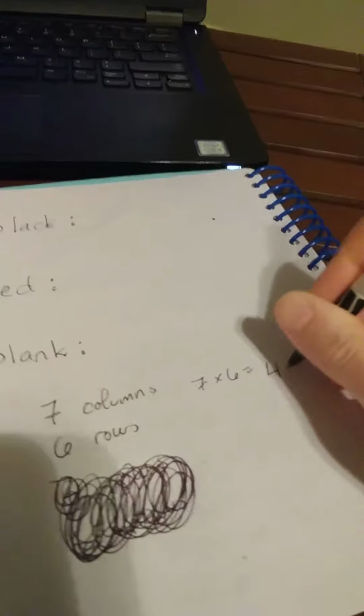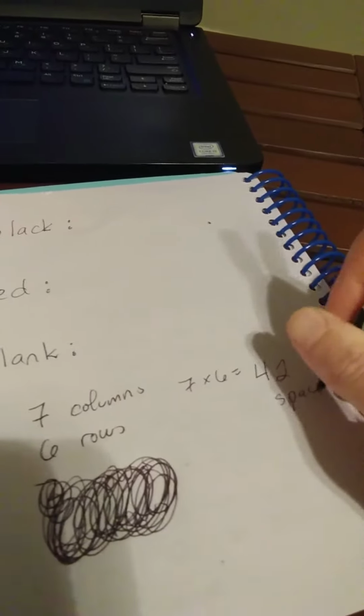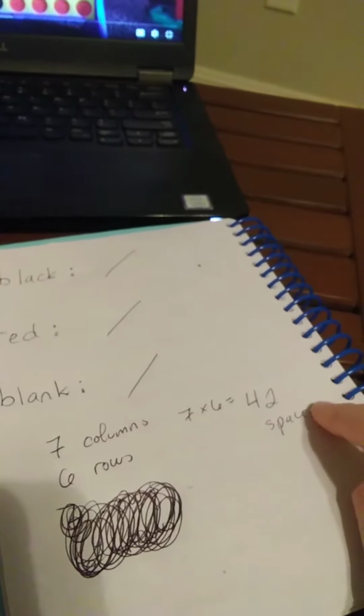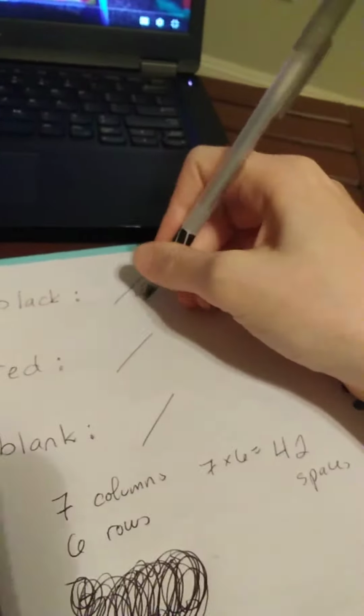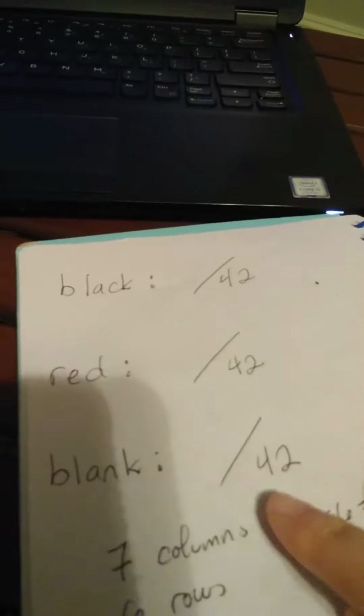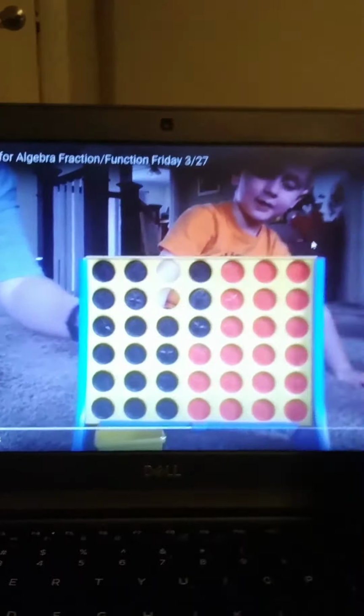There are 42 spaces, which means all of our fractions will have a denominator, that means the bottom number, out of 42. So start with the blank. That's the easiest. There are 2 blank spaces. That's 2 out of 42.